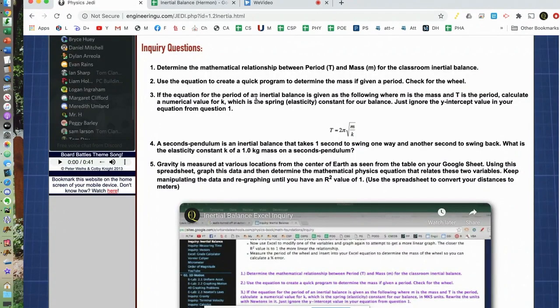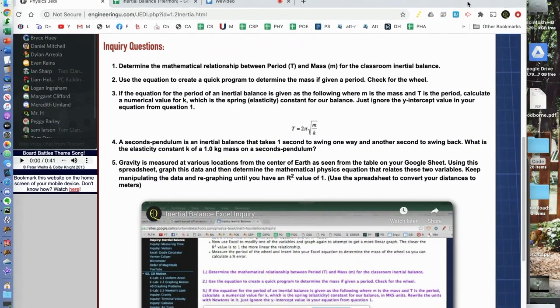It says, if the equation for the period of an inertial balance is actually given as the following, where m is the mass and t is the period, calculate a numerical value for k, which is the spring elasticity constant for our balance. Just ignore the y-intercept value in your equation. All right, what does this mean? This means that this is the actual equation. This is the relationship between period and mass. And you'll notice that here's a period on the left side, and over on the right side you have the square root of a mass, which is the relationship that we proved. I could square both sides and have a t squared on this side and an m on this side. That's exactly what we proved was the actual relationship.